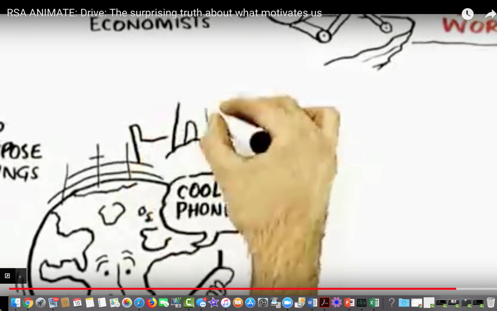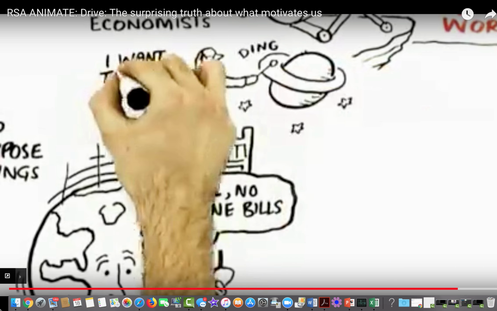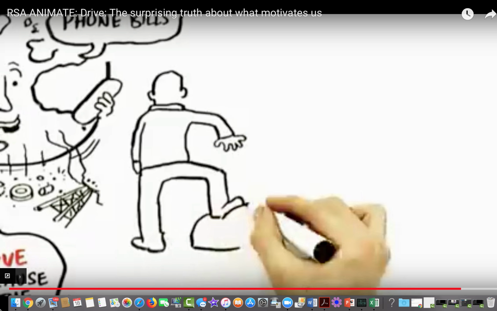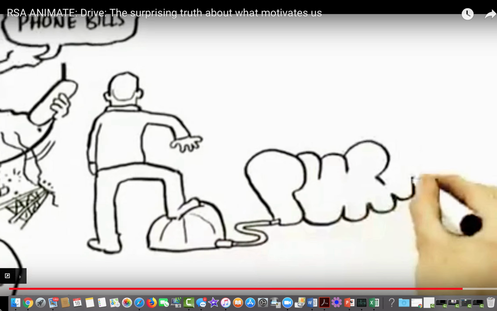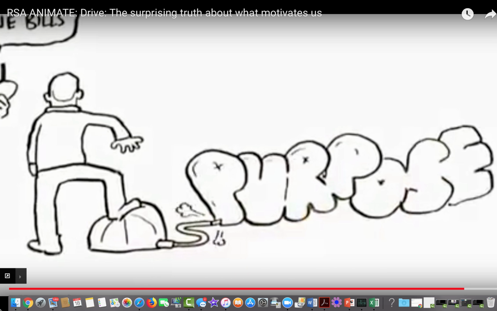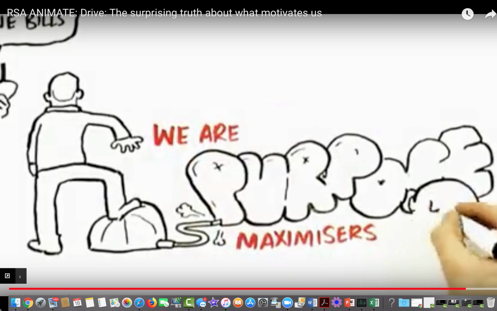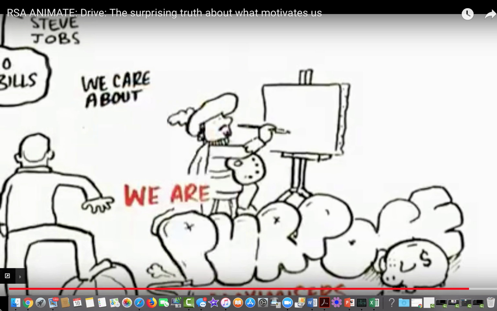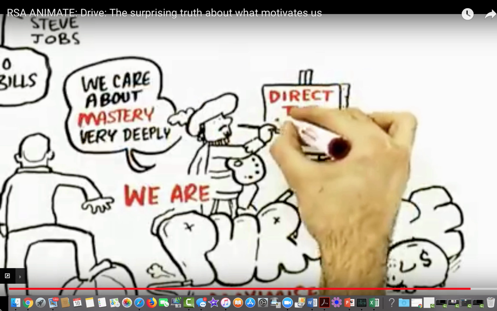Pretty good purpose. Here's Steve Jobs. I want to put a ding in the universe. All right? That's the kind of thing that might get you up in the morning and racing to go to work. So I think that we are purpose maximizers, not only profit maximizers. I think the science shows that we care about mastery very, very deeply. And the science shows that we want to be self-directed.